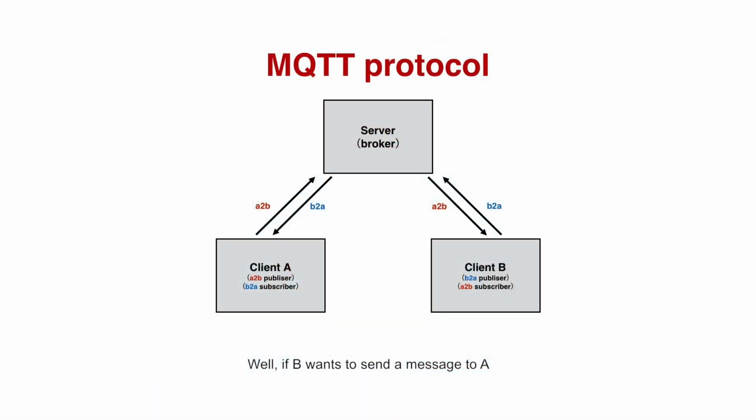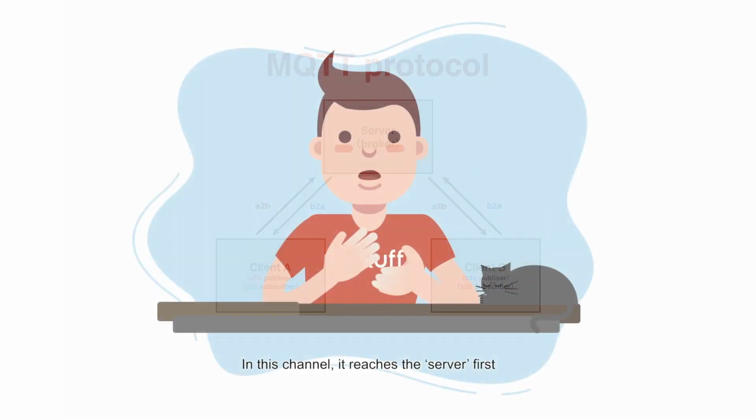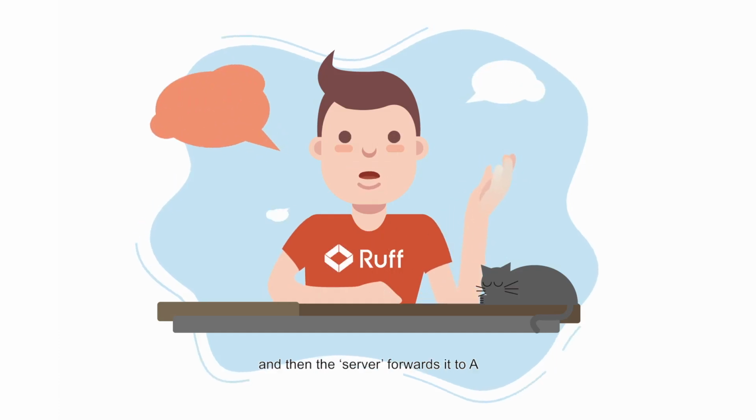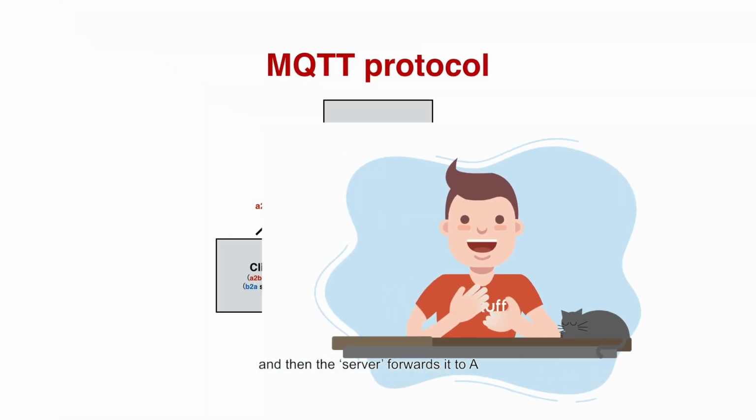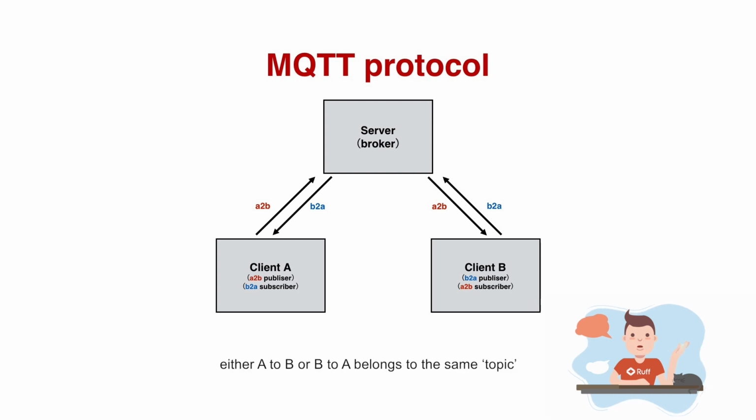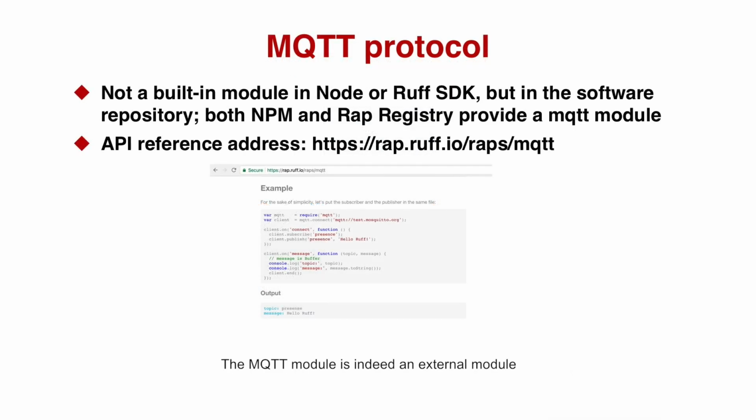Well, if B wants to send a message to A, then B will be the message publisher, and A will be the message subscriber. For example, here, B pushes it in this channel, it reaches the server first, and then the server forwards it to A, as we may also see here. Either A to B or B to A belongs to the same topic, which is a vital term in MQTT. That's topic.